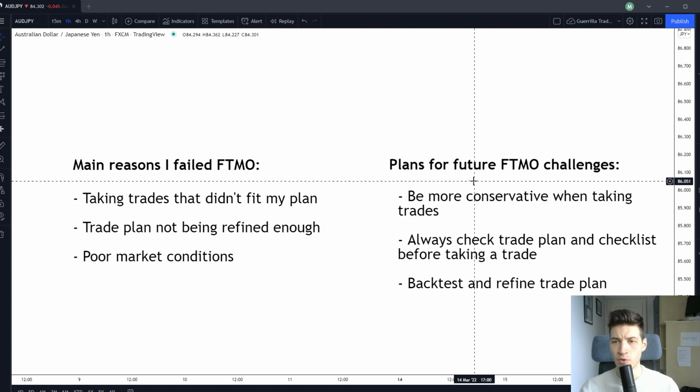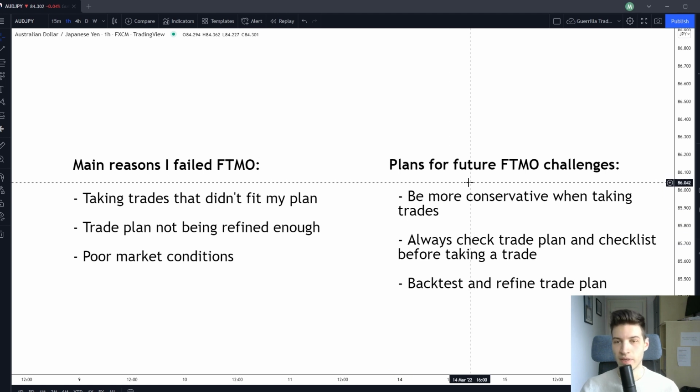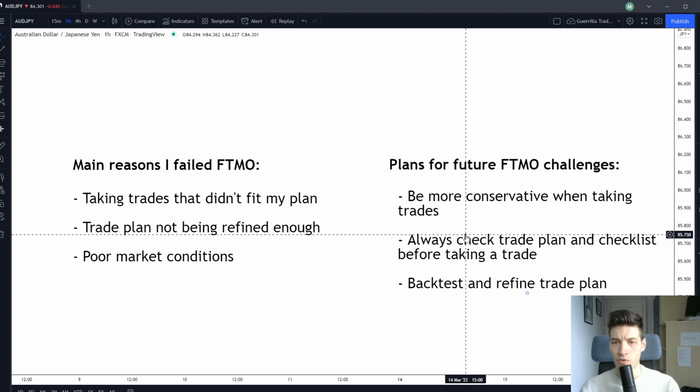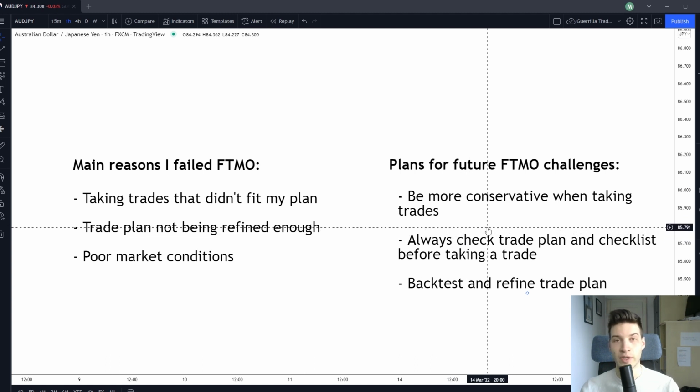So my plans for future FTMO challenges are to be a little bit more conservative when taking the trades. So do more market research, do more backtesting, and really stick to the high probability setups and avoid the valid setups, which usually end up in a loss. Also, always check the trade plan and checklist before taking a trade to avoid the trades that don't fit my plan, and also to have fewer losses, which will then make the percentage higher at the end of the month.